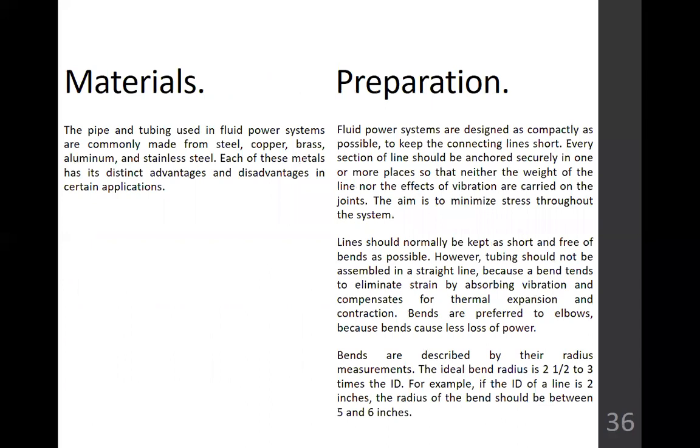Materials. So the pipe and tubing used in fluid power systems are commonly made of steel, copper, brass, aluminum, and stainless steel. Each of these metals has its distinct advantages and disadvantages in certain applications. Steel pipe, ito yung may schedule 40. Copper, brass, aluminum, stainless, tubing yan.